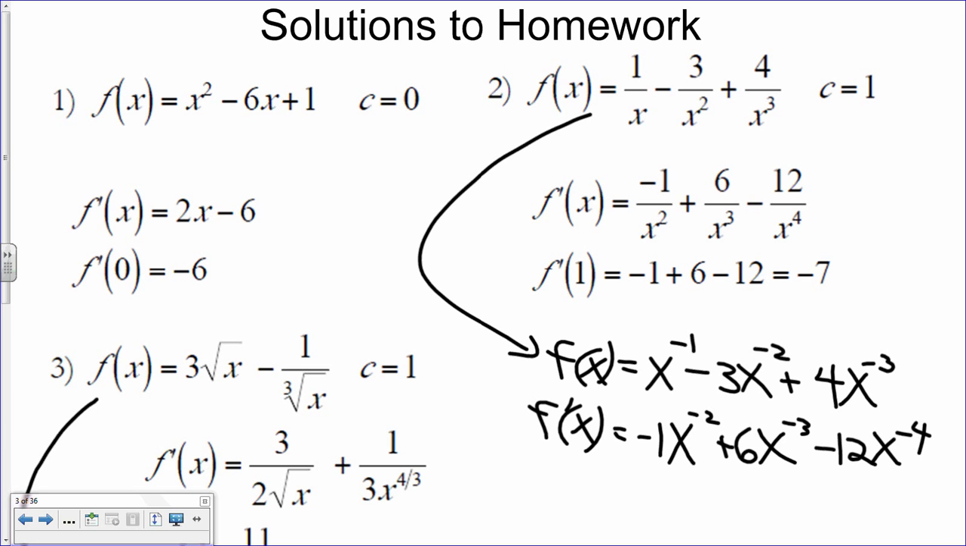Okay, cool. Now the second one, you can't just take the derivative until you rewrite it. You see? Because you have a power rule. It's not for 1 over x to a power. It's for x to a power. So you have to rewrite f of x. I drew it down here. 1 over x is x to the negative 1, minus 3 over x squared is minus 3x to the negative 2, plus 4x to the negative 3. You have to do that rewrite first, then we can take the derivative.